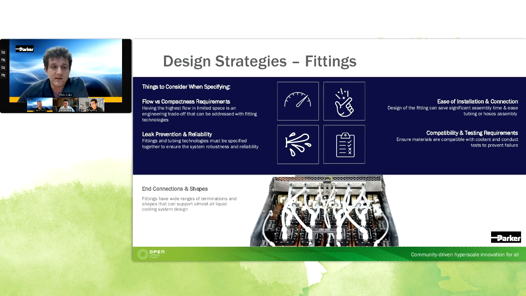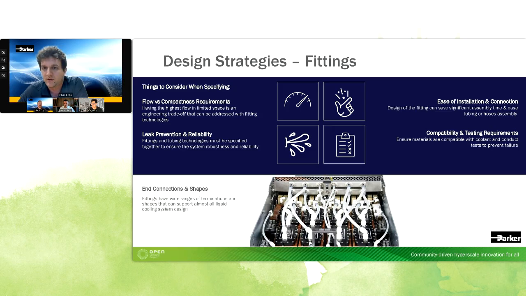So when you're looking at fittings, you want to look at your flow versus your compactness requirements. You want to make sure you're picking your fitting correctly to give you the correct flow and not introduce unnecessary pressure drop, but you also have to make sure that that fitting is going to fit inside your space requirements. And that's a very important key feature of this.